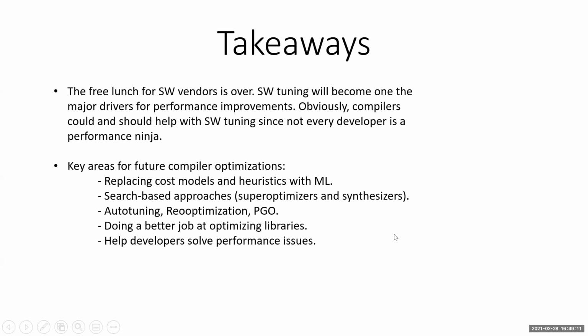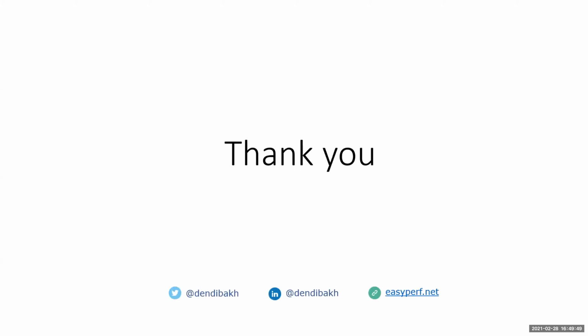So the takeaways: the free lunch is over for software vendors. Software tuning will become one of the major drivers for performance improvements, and obviously compilers will play a big role here. The key areas for future compiler improvements: first is replacing cost models and heuristics with machine learning. Second is filling the gaps with super optimizers. Third is making better use of profiling data. Fourth is doing a better job at optimizing libraries. And number five is helping developers to solve their performance issues. And that's it from me. Thank you very much for your attention.